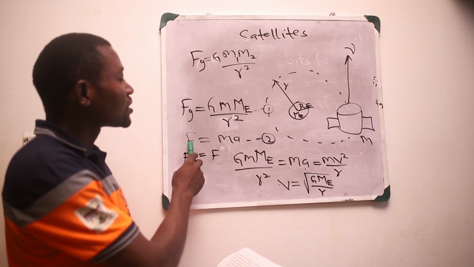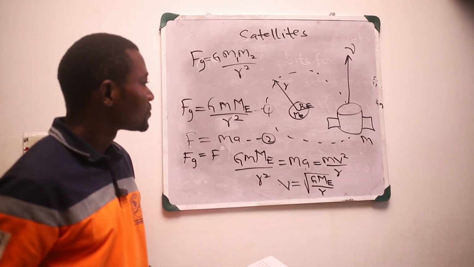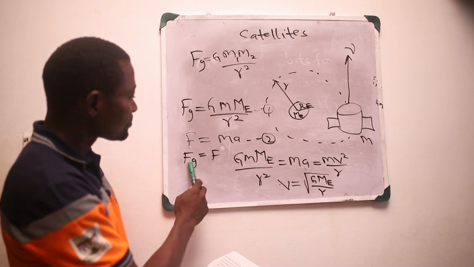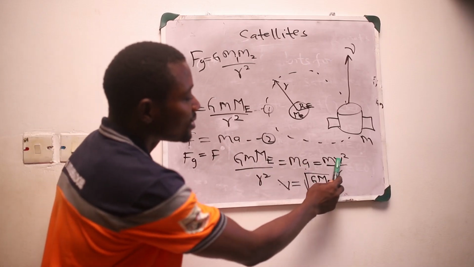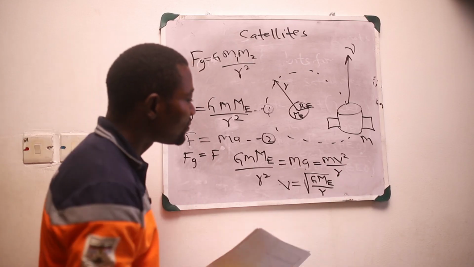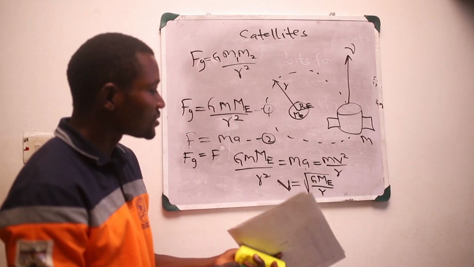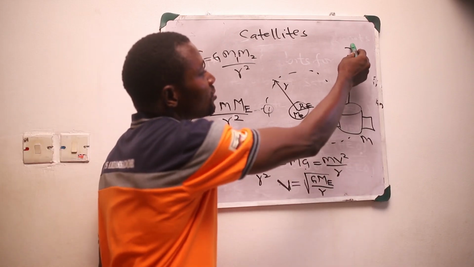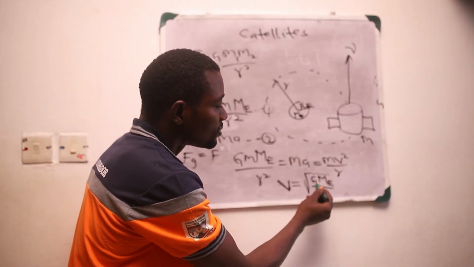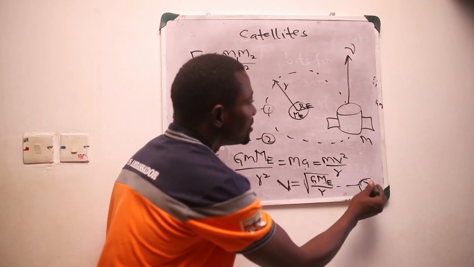Then from Newton's second law, we have that F is equal to ma. So by equating 1 and 2, we have this expression, and our a here is velocity squared over the distance. So if we simplify, we will have that the velocity of a satellite moving in a circular orbit is equal to the square root of the constant times the mass of the Earth over the distance.